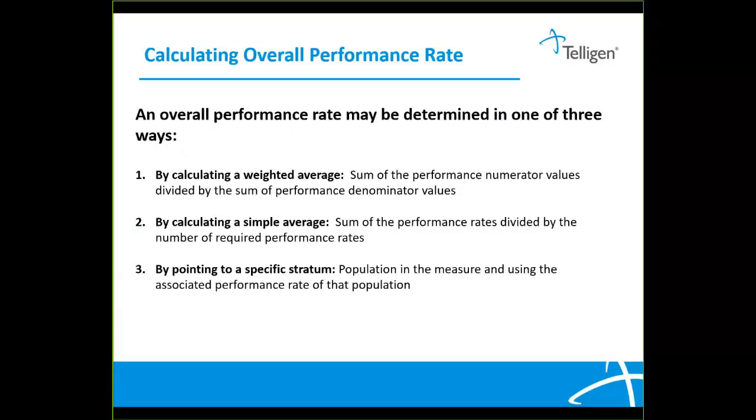An overall performance rate may be determined in one of three ways. First, by calculating a weighted average, which is the sum of the performance numerator values divided by the sum of the performance denominator values. The second is by calculating a simple average, by summing the performance rates and dividing by the number of required performance rates. And the third is by pointing to a specific stratum, or population, in the measure and using the associated performance rate of that specific population. We will now show an example of the three ways multi-strata measures are calculated.